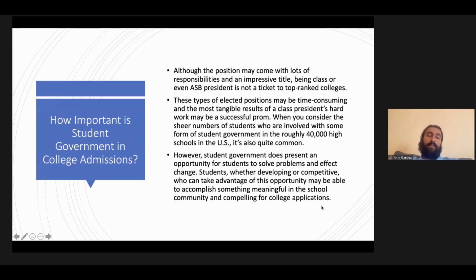And another question I get is, how important is student government in college admissions? I want to give this caveat. If you are a student and you're interested in student government, that's great. With that said, student government, and particularly having some sort of leadership role, is not a ticket to a top-ranked college. It's a very common type of activity, and these activities are typically quite time-consuming.